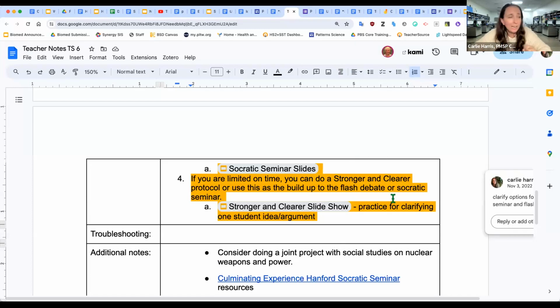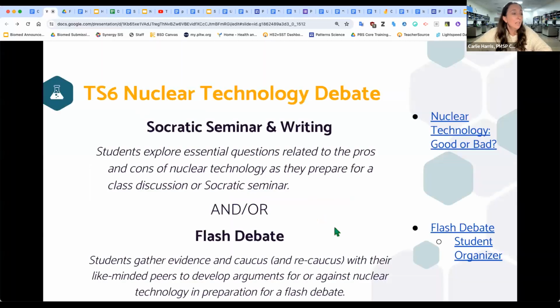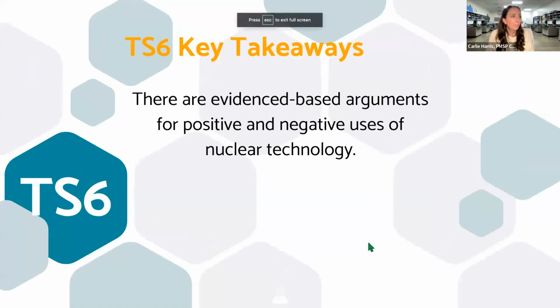And if you didn't want to do the writing part, you don't have to. I like it because that's what gives my students substance for what they want to talk about. So this wraps up our unit 3. This is the last thing that we do. And like I said, I'm super proud of my students on this day. They do a phenomenal job. So essentially, the big key takeaway here is that there are evidence-based arguments for both positive and negative uses of nuclear technology, right?